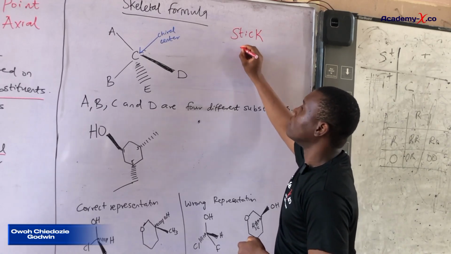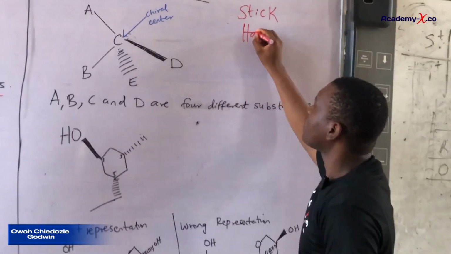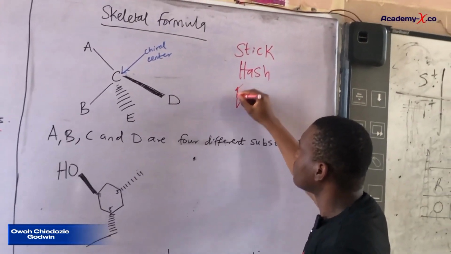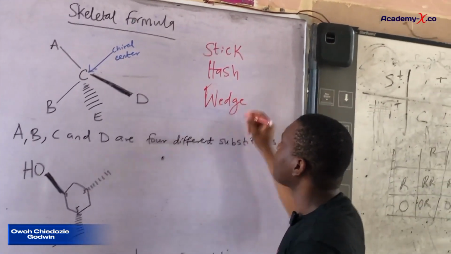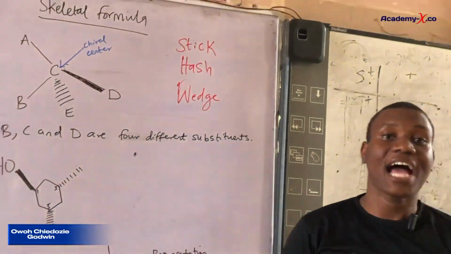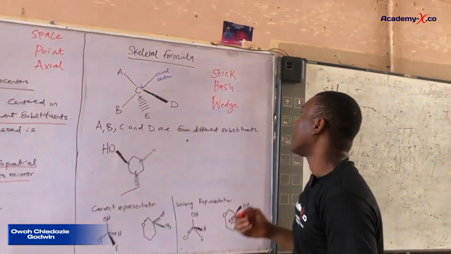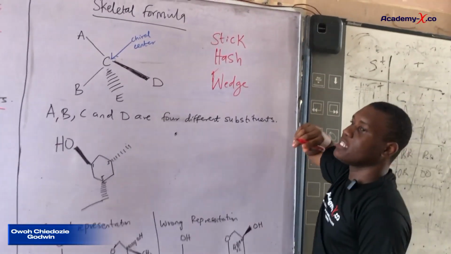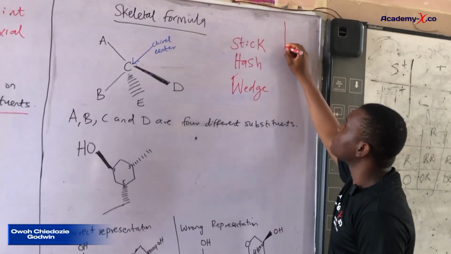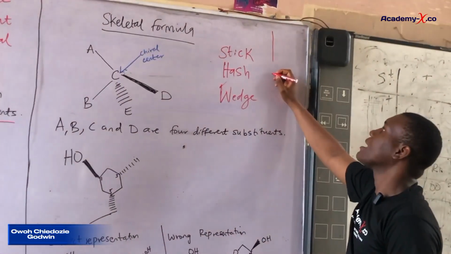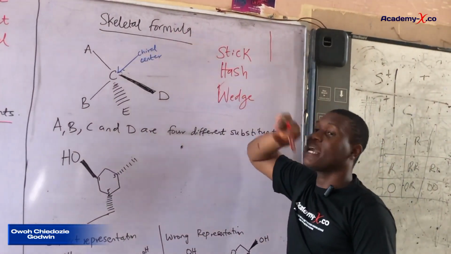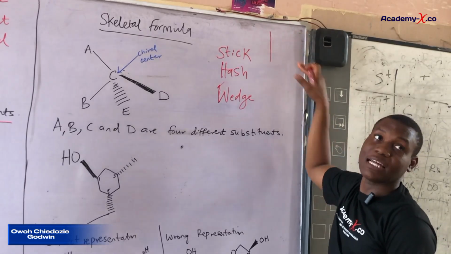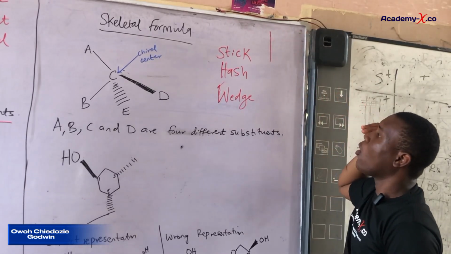We have the stick bond, we have the hash bond, and we have the wedge bond. Now, the stick bond is a type of bond that is relative to the plane we are drawing the skeletal formula in, in the sense that this aligns with the plane we are drawing this formula on.